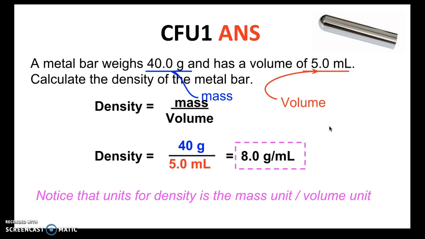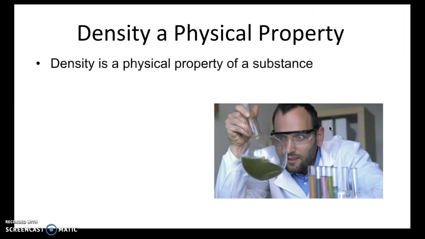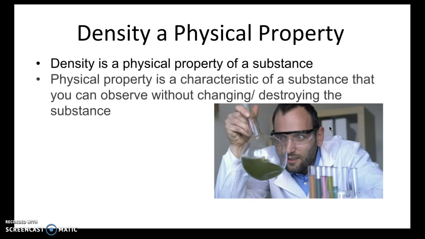All right, we looked at how we calculated density. Now let's talk about density as a property. So density is a physical property of a substance. And what do I mean when I say physical property? A physical property is a characteristic of a substance that you can observe without changing or destroying the substance. Another example of that would be color.